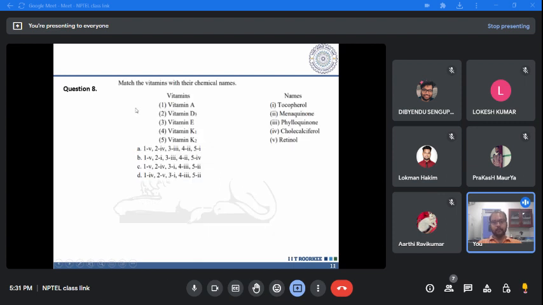Again, we have a question: match the following with their chemical names. As I told you, if you know two or three answers, you can answer this question. So please write your answer for this question in the comment box.